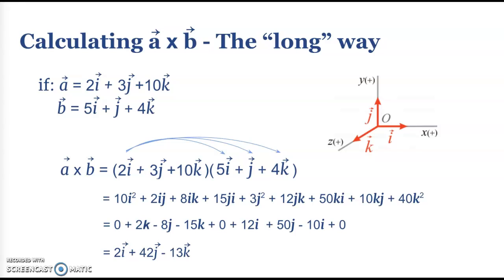It always works. It's a bit tedious, and you have to be careful when you're trying to simplify what vector i times vector j is and what j times k is, etc. So now I'm going to show you a shortcut way.